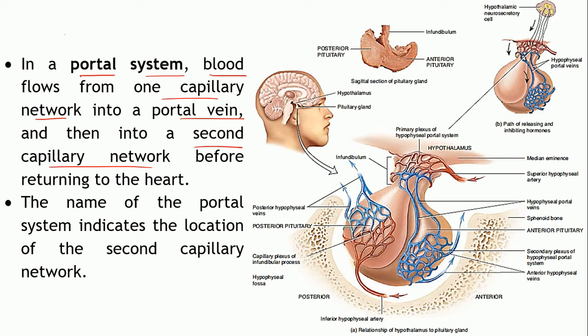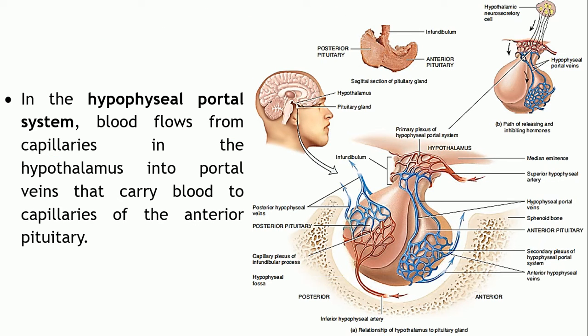Okay, so there will be capillaries from which the blood will move into the portal vein, and from here the blood will be taken again to the second set of capillaries. So, there are two capillaries which are present and these are connected by the portal vein before the blood reaches back to the heart. Usually there is only one capillary network, but in a portal system there are two capillary networks which are connected by a portal vein.